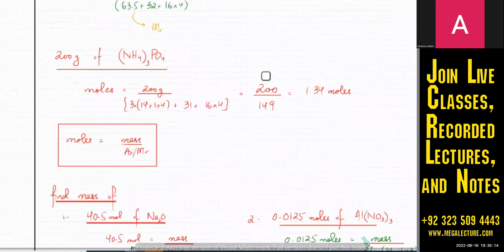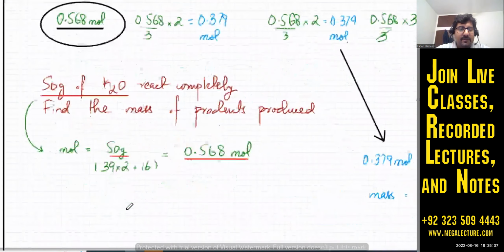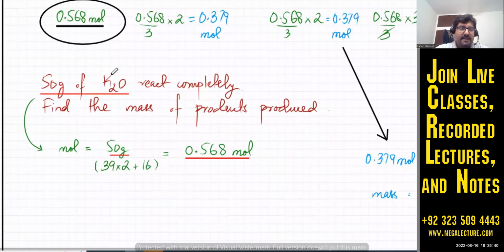The whole question we were doing yesterday was how do you find out the moles, because the rest of the question is the same. If you know the moles of one substance, you can figure out the moles of all the other substances. So how do you know the first moles? In the given question there are 50 grams of K2O. You divide 50 by the molar mass of potassium oxide: potassium is 39, so 39 times 2, plus oxygen, which is 16. So you get 0.568 moles.